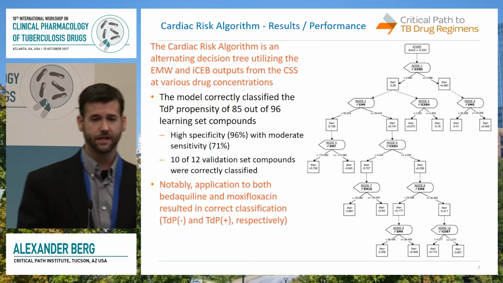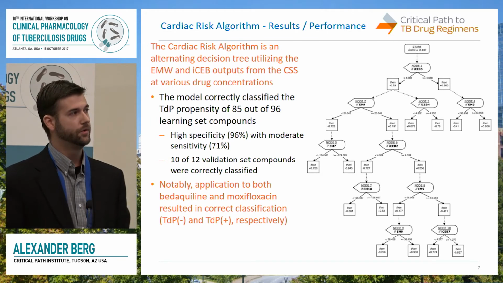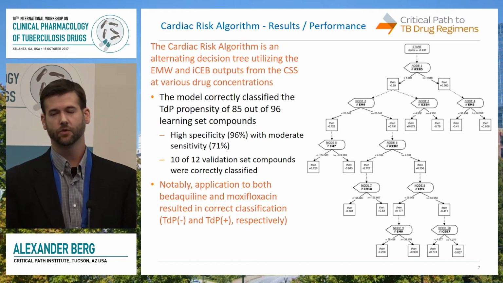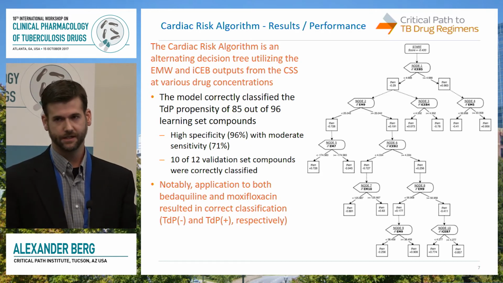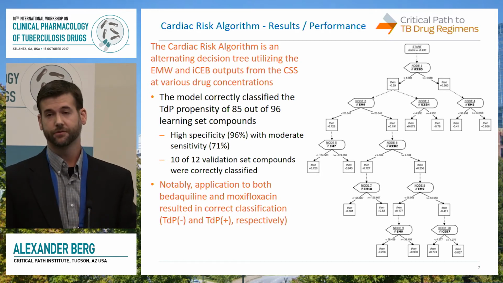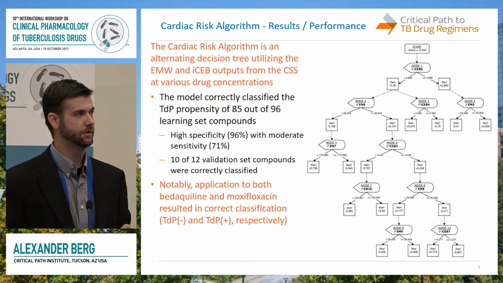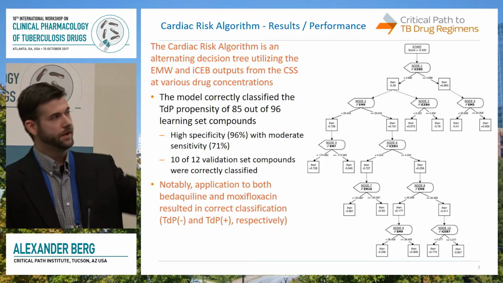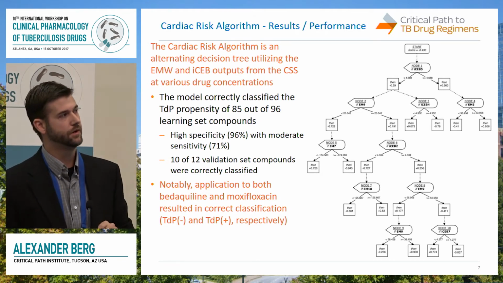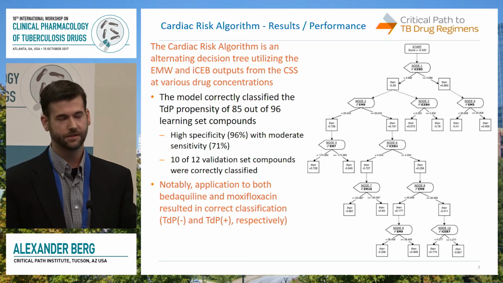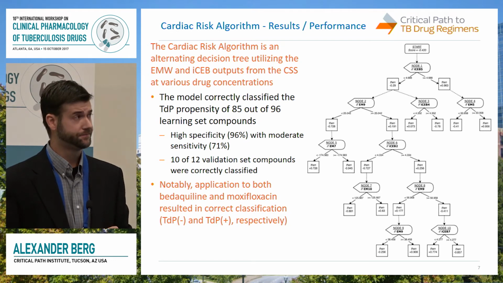Now, this only requires actually 2 outputs from the cardiac safety simulator. It only relies on the electromechanical window and the ratio of the QT to QRS interval, the ICEB, as the predictor variables. Those are the only 2 variables that are required as output from the cardiac safety simulator. They're measured at the different concentrations, and so the numbers next to each one of the metrics in the decision nodes is the concentration rank at which you do the evaluation.